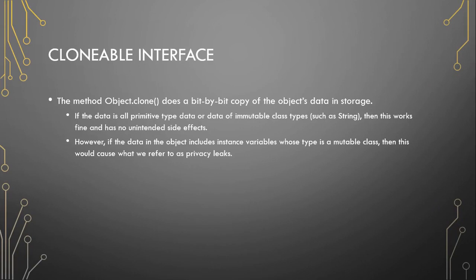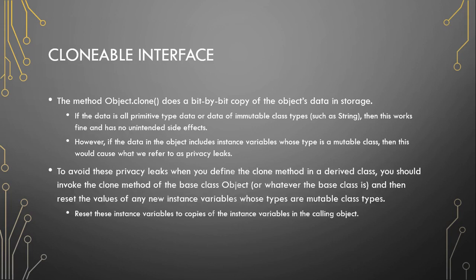Now, the method object.clone does a bit-by-bit copy of the object's data in storage. If the data is all primitive type data or data of immutable classes, such as string, then this works fine and has no unintended side effects. However, if the data in the object includes instance variables whose type is a mutable class, then this would cause what we refer to as privacy leaks.